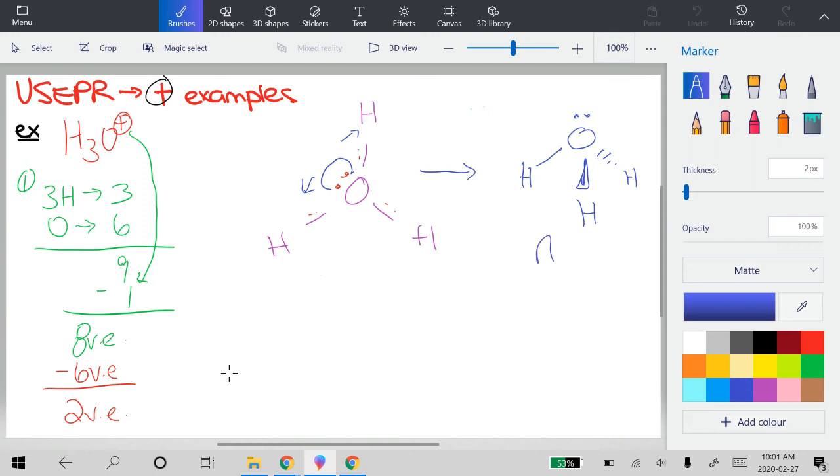So the VSEPR notation is A for 1 oxygen center atom. I have 3 X's, or 3 bonding pairs with the 1, 2, 3 hydrogens, and I have 1 E because of that lone pair. So this resembles a 4 bond pair, like a tetrahedral molecule, but I've eliminated 1 bond pair for a lone pair, and now the tetrahedral becomes trigonal pyramidal.